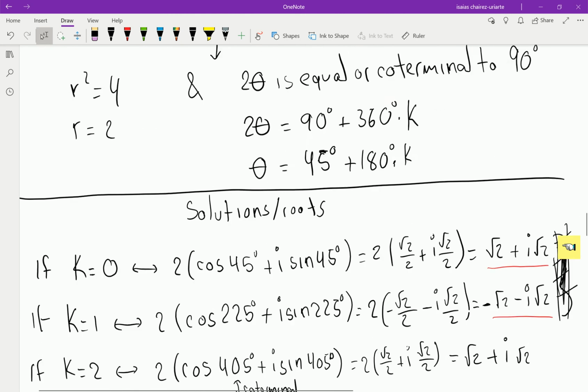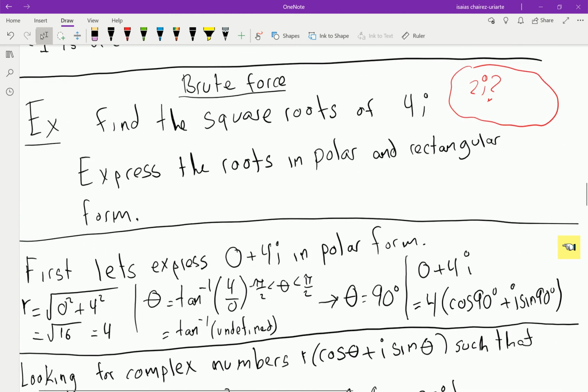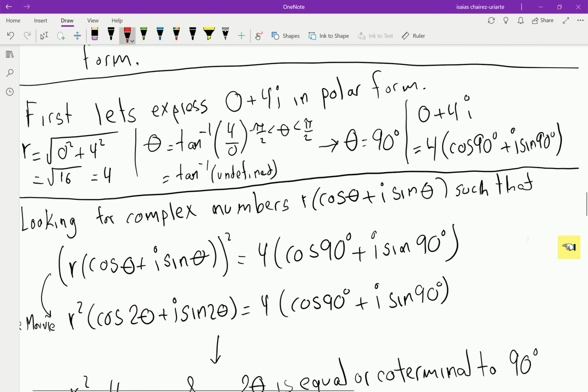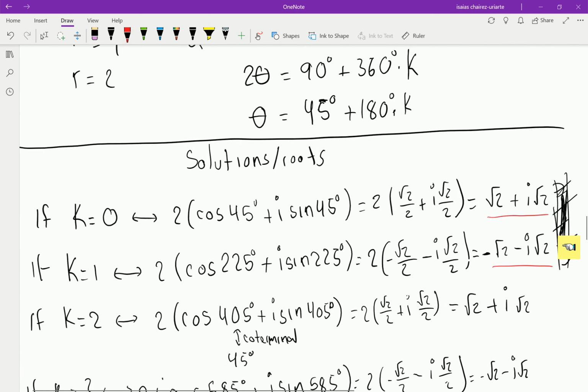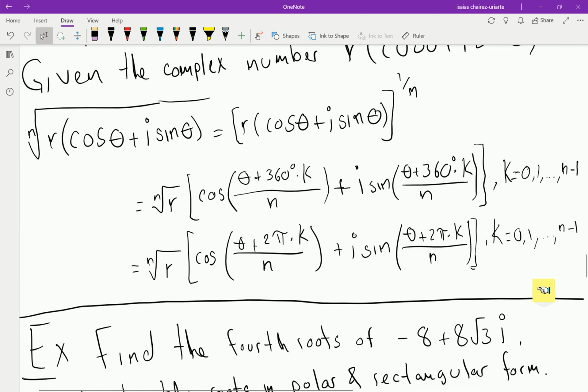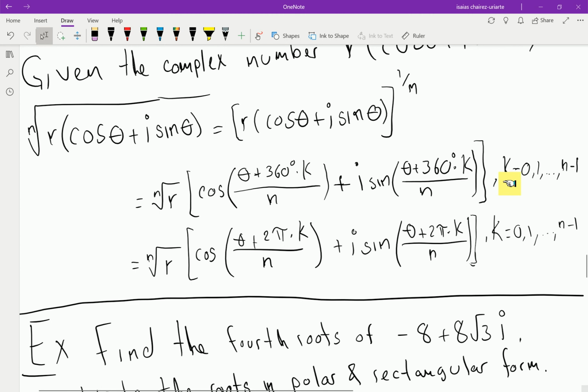So for instance, up here, we needed to find the square root of 4i. And if you notice, once we got into playing with this variable k, it just went from 0 to 1. So that's why k goes from 0 to n minus 1. It's one less than the root that you're taking.